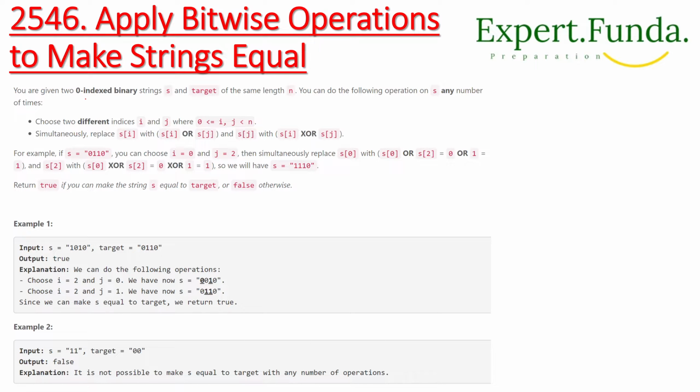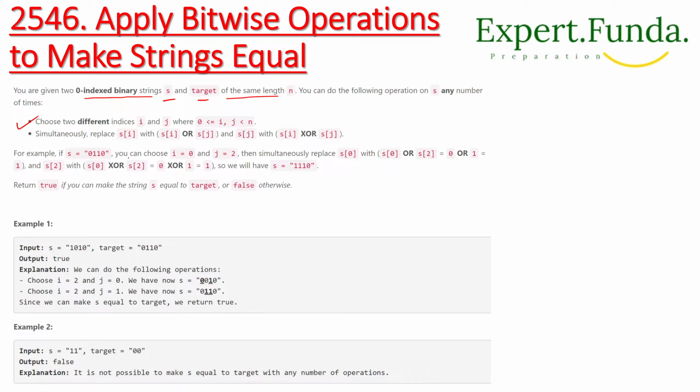We are given a 0-indexed binary string s and a target of the same length, which means their lengths are equal. You can do the following operation on s any number of times. First, choose two different indices i and j, where j is greater than or equal to 0 and j is less than n.